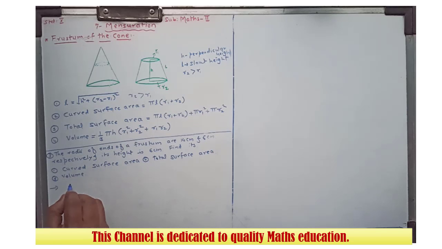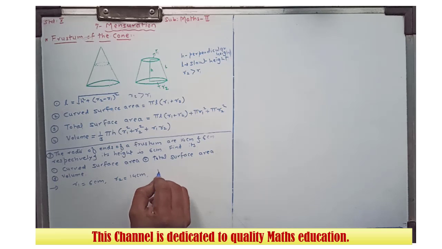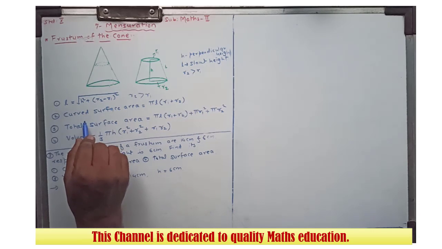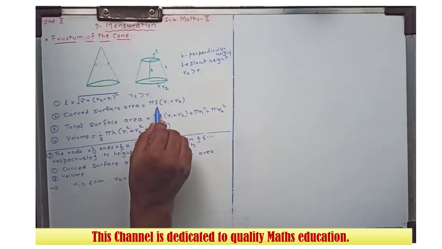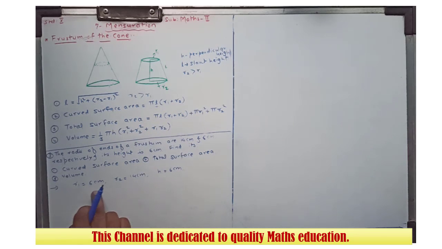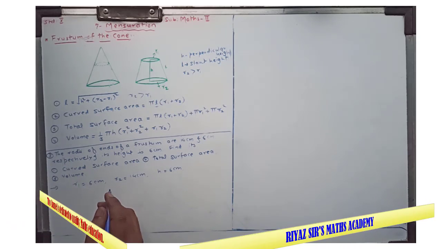The greater radius we denote by R2 and the small radius we denote by R1. So R1 is equal to 6 cm, and R2 is equal to 14 cm. The height is given, h equals 6 cm. Now first we have to find the curved surface area. The formula is pi L (R1 plus R2). Here L, the slant height, is not given.